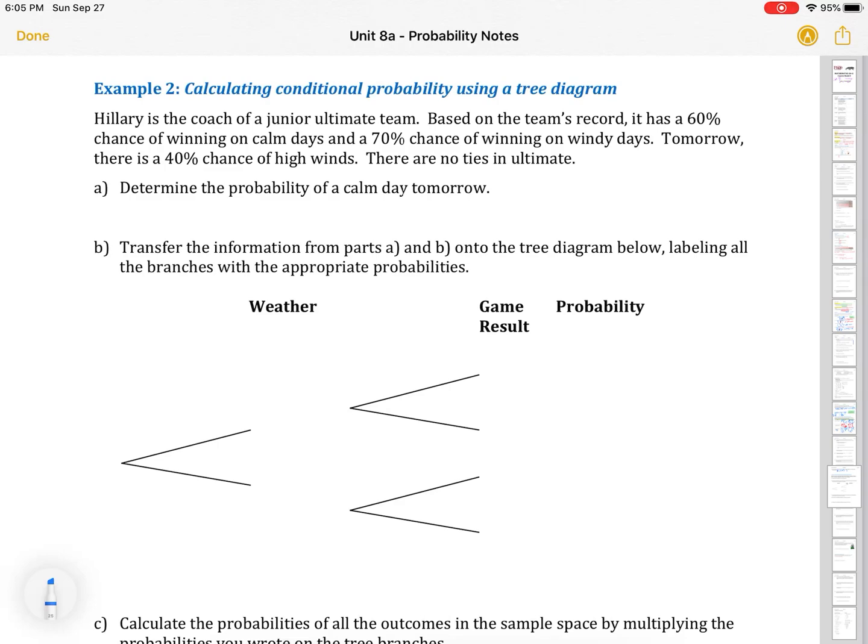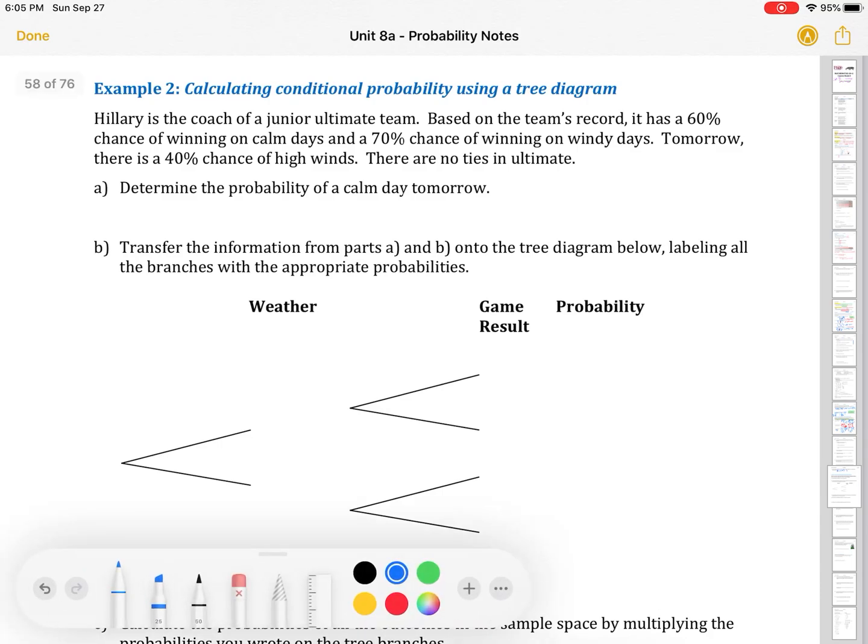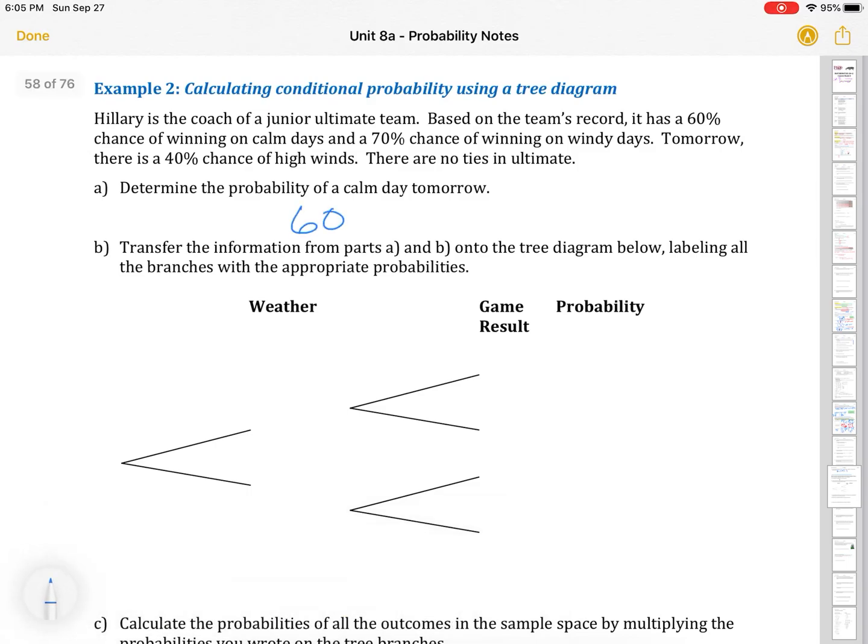Determine the probability of a calm day tomorrow. Well, there's a 40% chance of high winds. So remember, if it's a percentage, it's got to add up to 100. So that means it's a 60% chance of a calm day.